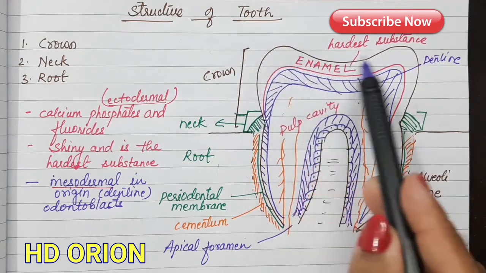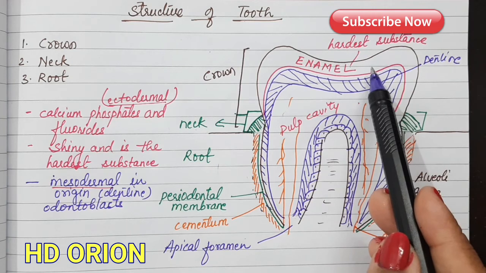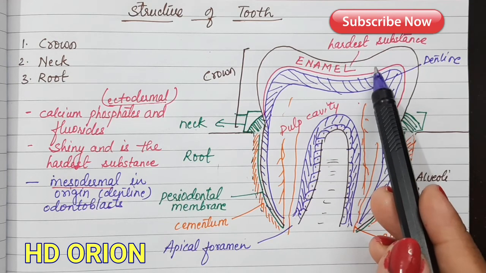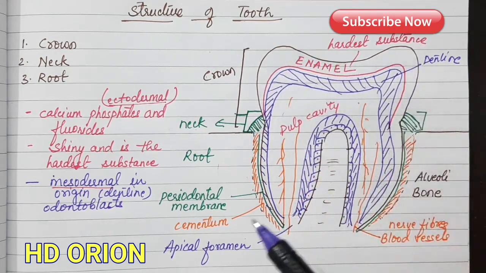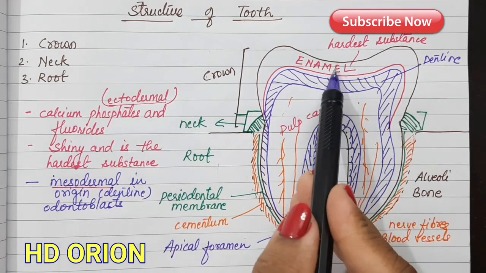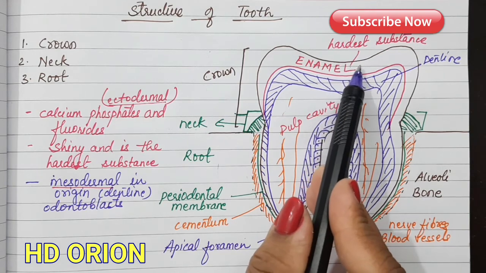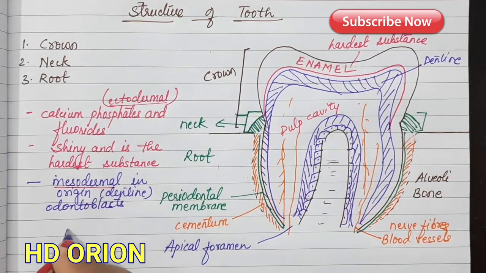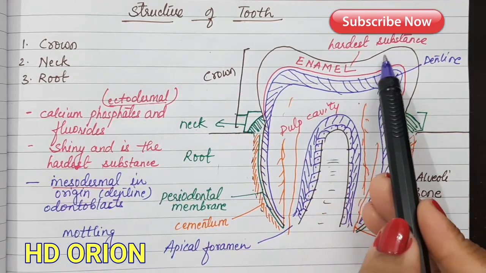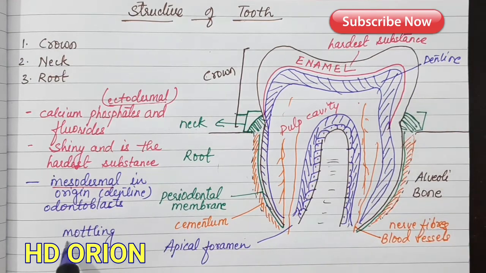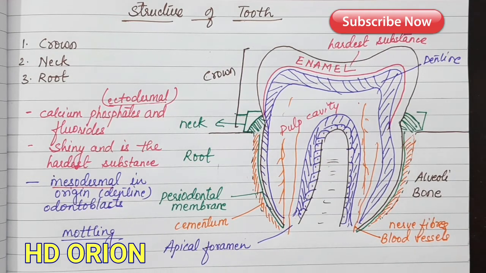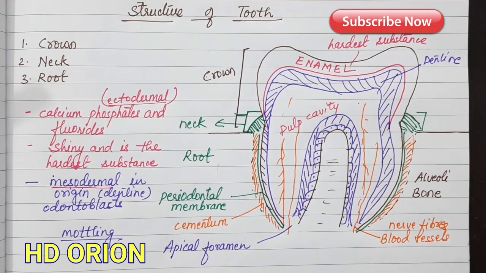So the outermost is the enamel, and when a lot of fluoride is applied, the fluorides are present in the toothpaste and all, and when a lot of fluorides are applied to the outermost part, there is mottling. The fluorides are necessary. We know that it is the calcium phosphates and the fluorides which make up the enamel. But when there is a lot of fluoride in the enamel, then there is a case which we call as mottling of the teeth. The teeth become deformed and the enamel is usually rubbed off. So this is known as mottling of the teeth. So this is the structure of the tooth. So this is all about the tooth.